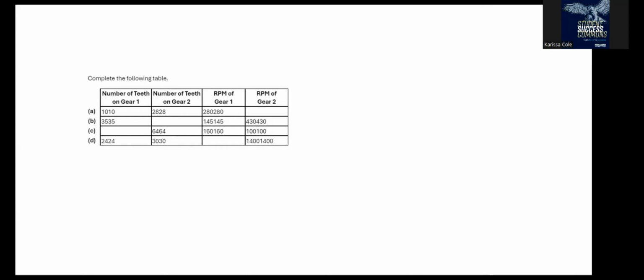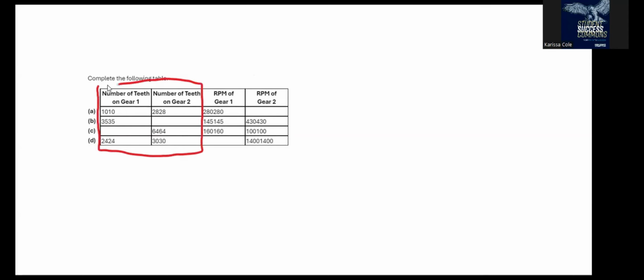So we're just going to work with this table here. We're given 4 columns, four questions, 4 parts: number of teeth on gear 1, number of teeth on gear 2, the RPM of gear 1, and the RPM of gear 2. What I'm going to do is split this table in half for myself.